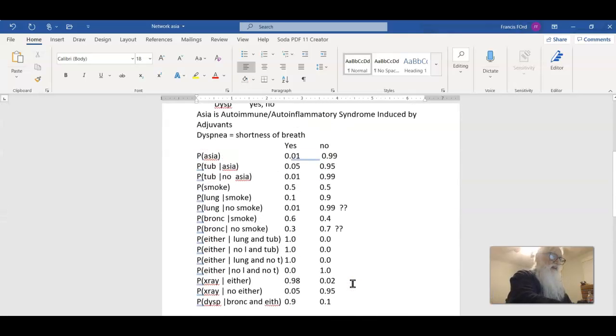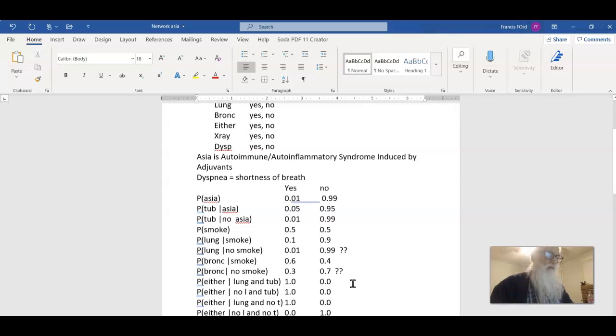For example, suppose I wanted the probability of tuberculosis. It's not in this table. However, the probability of tuberculosis given Asia is there, and the probability of tuberculosis given no Asia is there. And I have the probability of Asia, and I have the probability of no Asia because it's just the complement, 1 minus it. So with that information, I could compute the probability of tuberculosis.